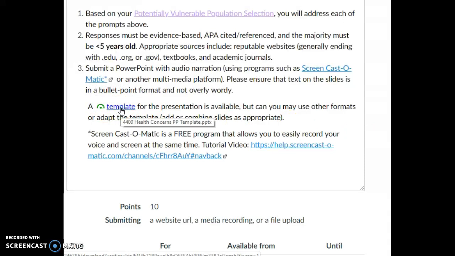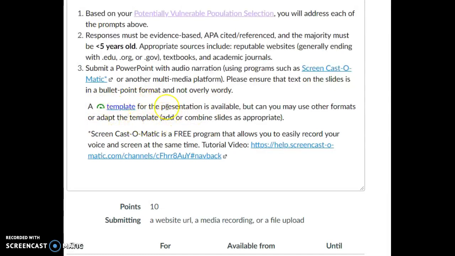In this template, each one of the prompts listed above is a separate slide. You can combine slides, you can take one slide or one prompt and make 2 or 3 slides on it, kind of whatever's appropriate for your population. And if you don't use the template, that is fine. It just gives you a starting point. Feel free to get creative, change formats. Just make sure that all the content is included.